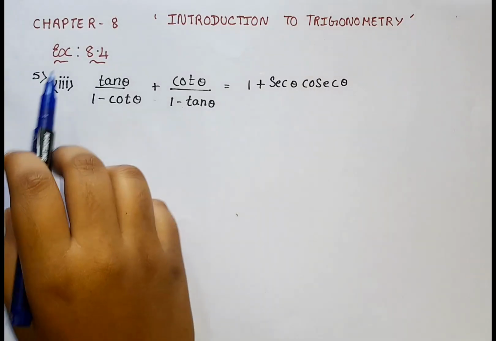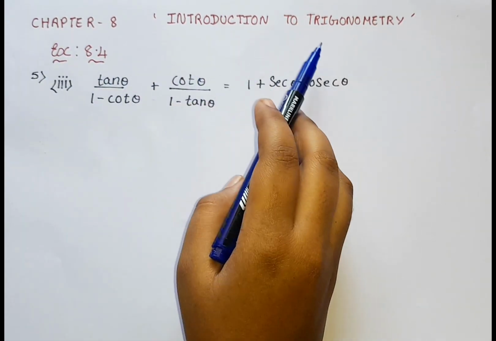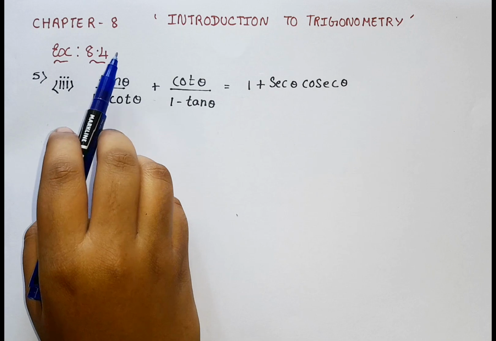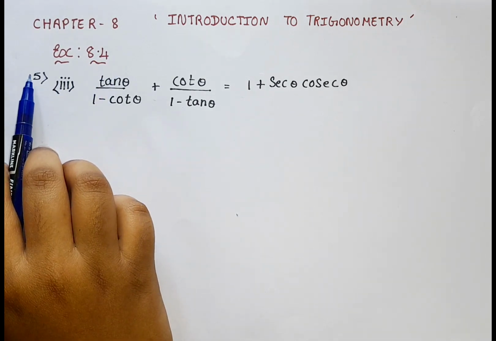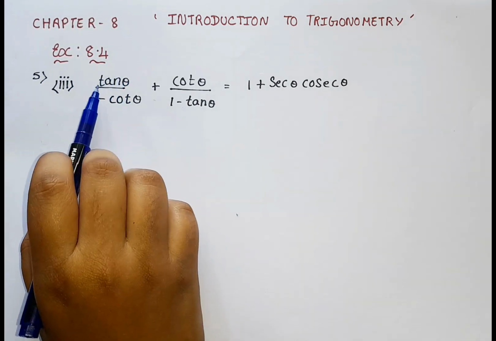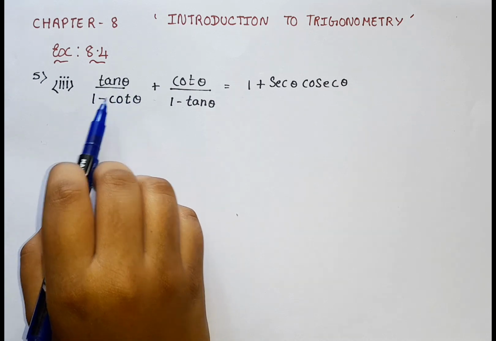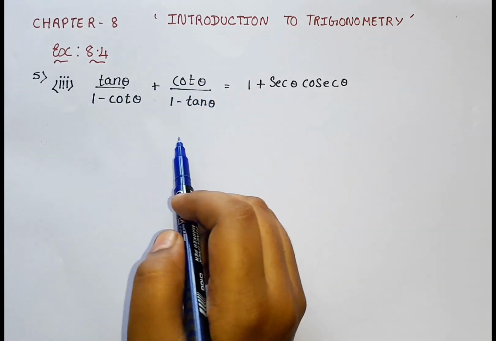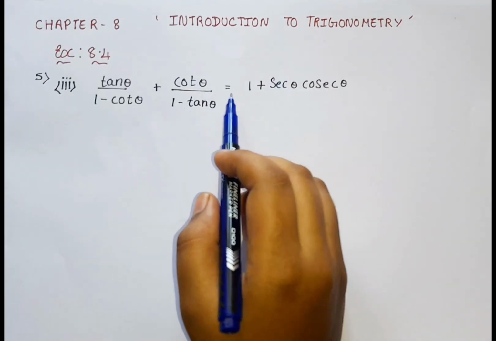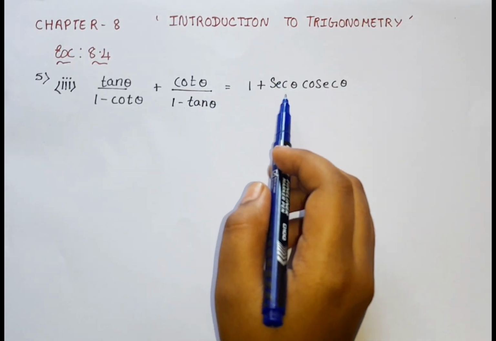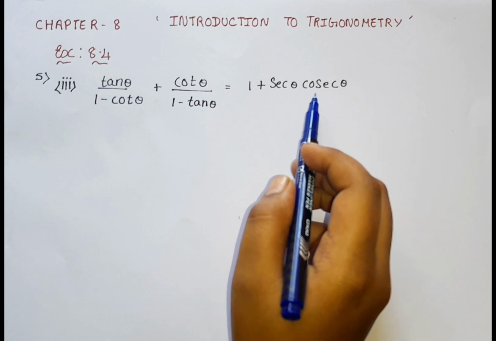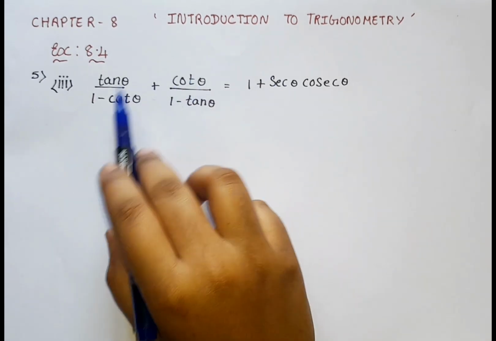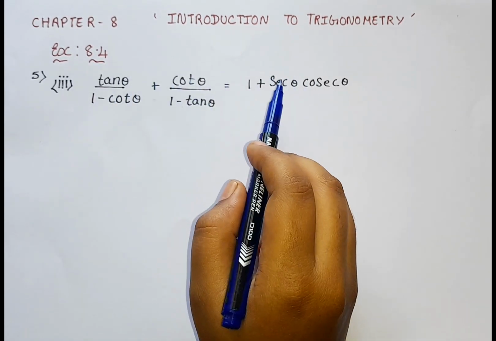Today we are going to be learning Chapter 8 Introduction to Trigonometry, Exercise 8.4, 5th question. Alright, now let's read the question. Tan theta divided by 1 minus cot theta plus cot theta divided by 1 minus tan theta is equal to 1 plus secant theta and cosecant theta. Okay, so here this is the left hand side and this is the right hand side.